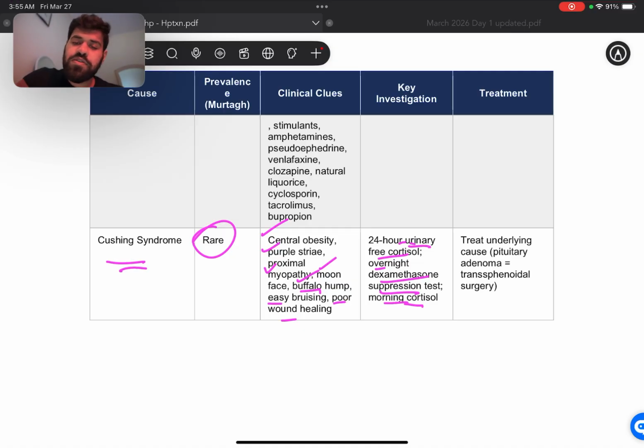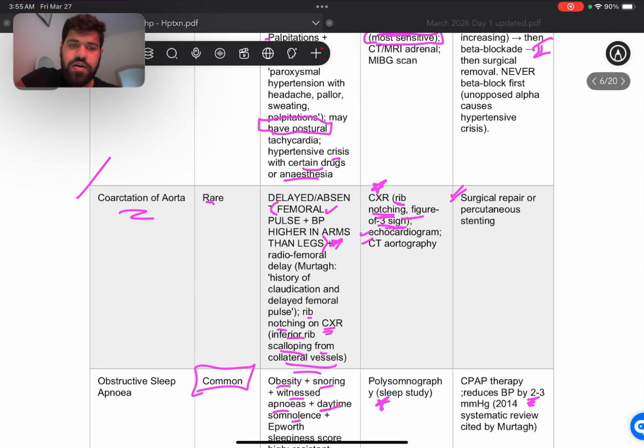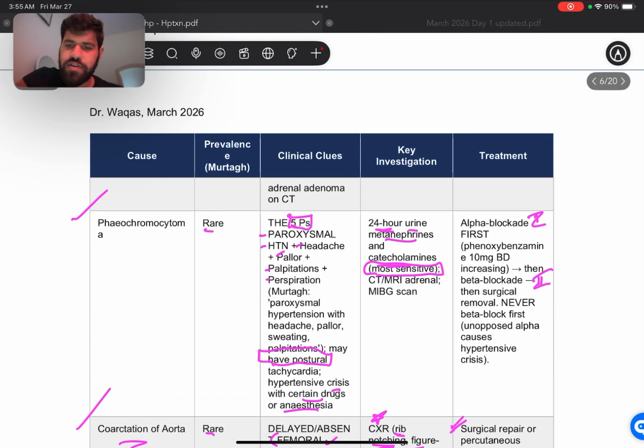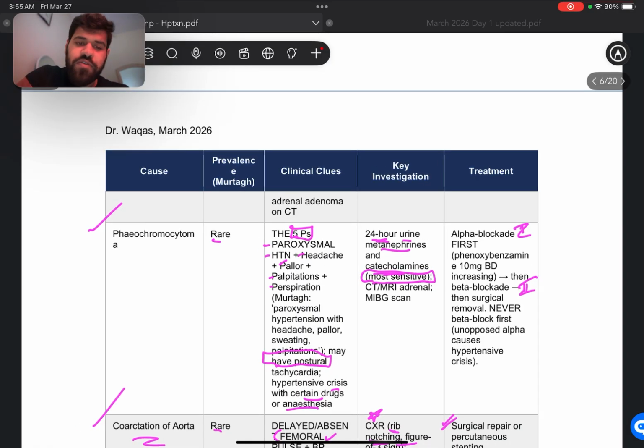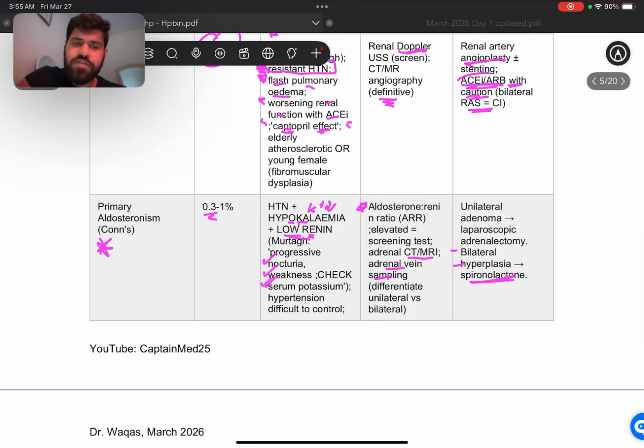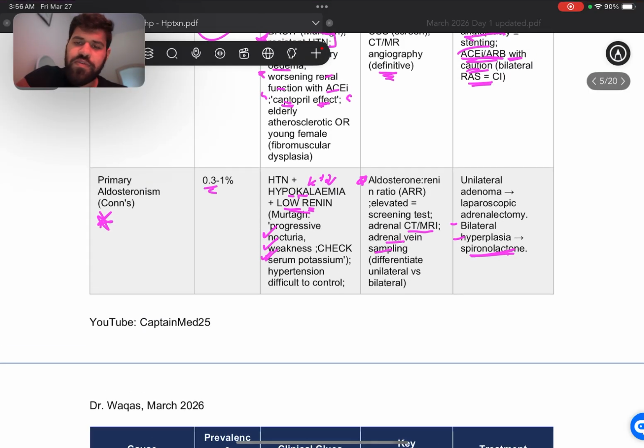Now in this, for the urine test, we're checking for cortisol. All right. Whereas for pheochromocytoma, we're checking for metanephrines, and for Conn's syndrome, we're checking for aldosterone renin ratio.